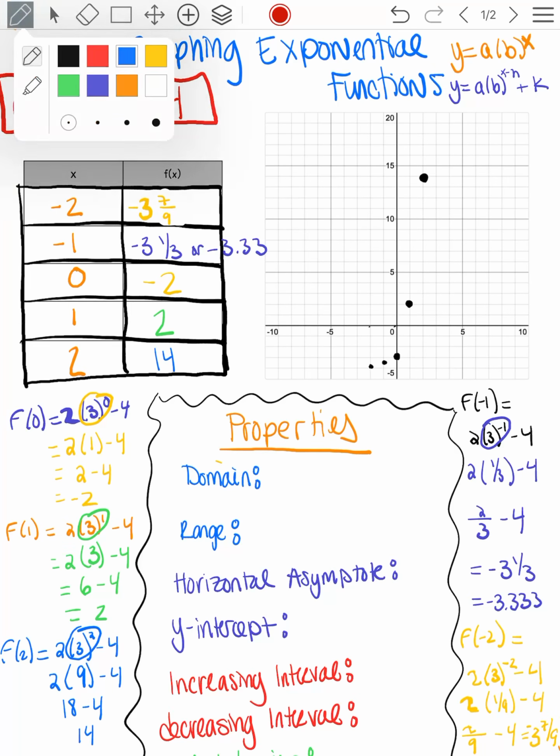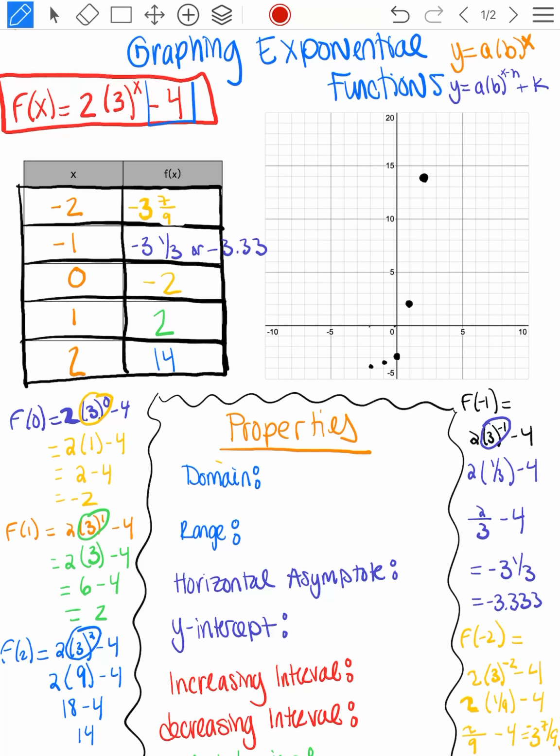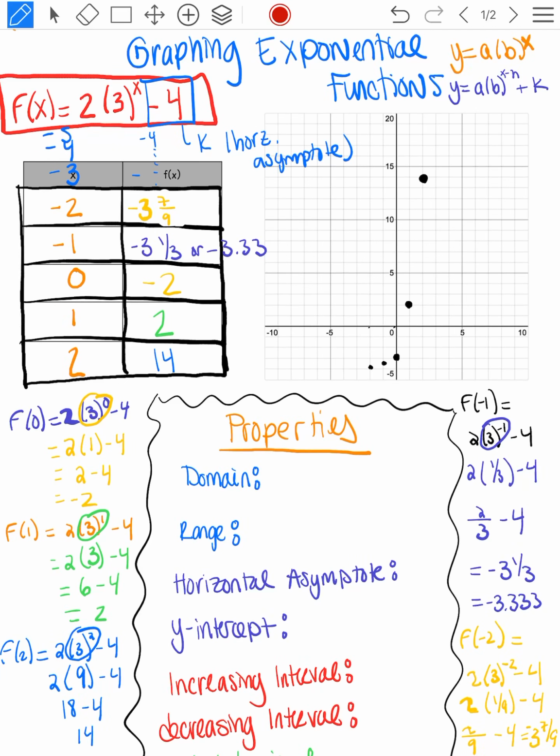And we talked a little bit in class today about how this k value is going to produce your horizontal asymptote. That means it's going to tell you what either the highest or the lowest number on the graph is. In this case, if we were going to keep extending this table, say I went backwards and plugged in -3, -4, -5, and so on, this number is going to keep getting smaller, but it's not going to get smaller and smaller and smaller. It's going to get closer and closer to -4. But I'm never going to actually hit -4.